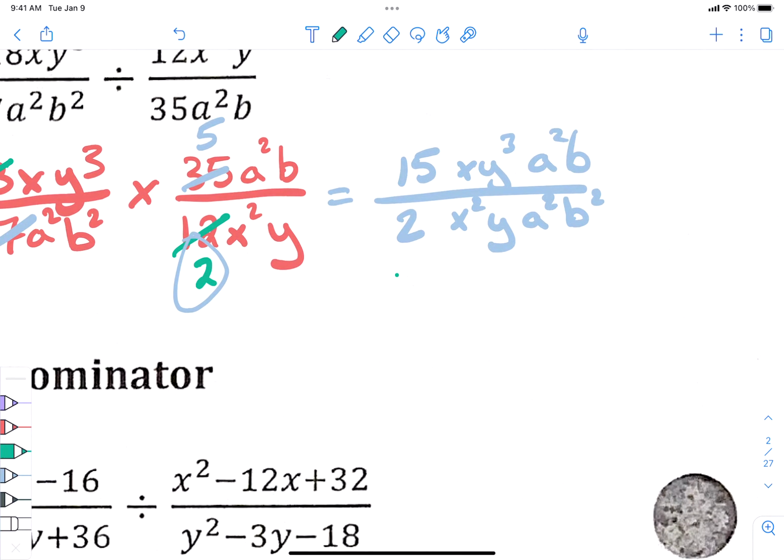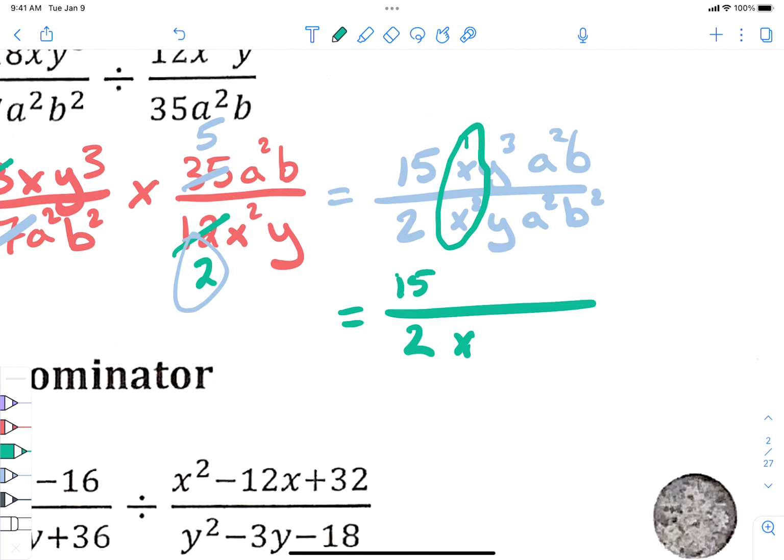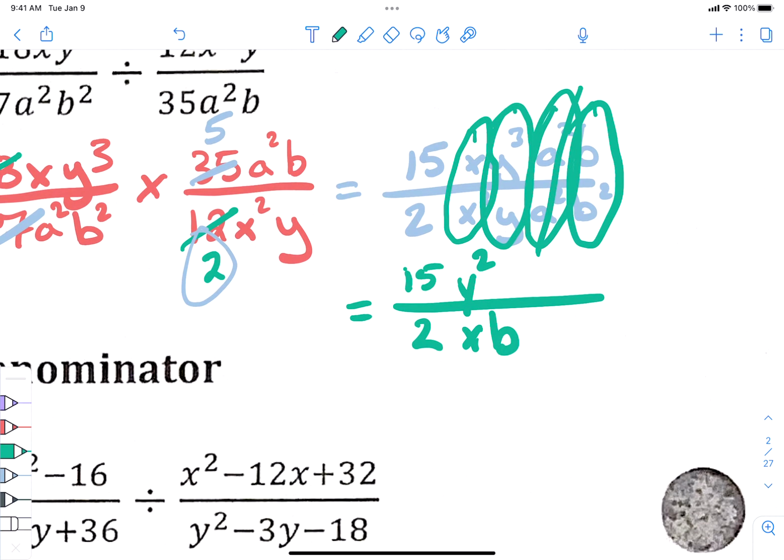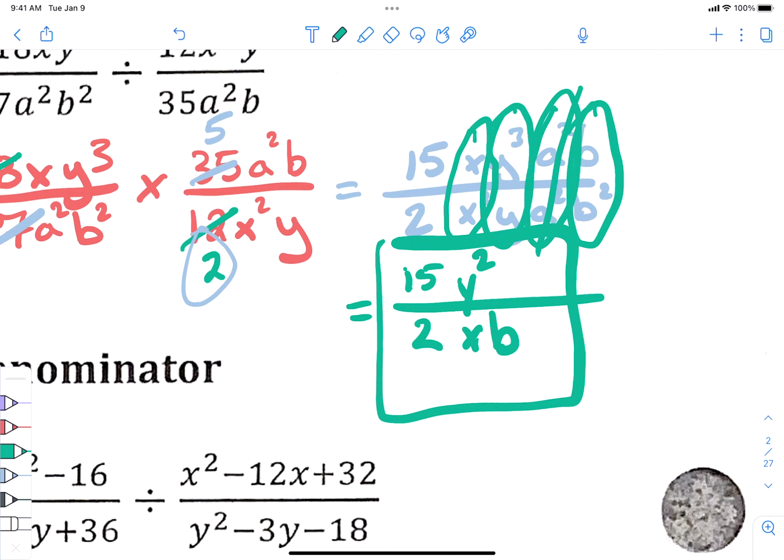So 15 and 2 should be completely reduced. So I just got 15 and 2, and now let's do some X's. Ready? I have 2 X's on bottom, 1 on top, so I'll have 1 on bottom. Okay, Y's, I have 3 on top, 1 on bottom, so 2 on top. A's, entirely crossed out because I had 2 and 2. B's, I have 1 on top, 2 on bottom, so 1 on bottom. Is there anything else I can do? No, that's all. Okay, good?